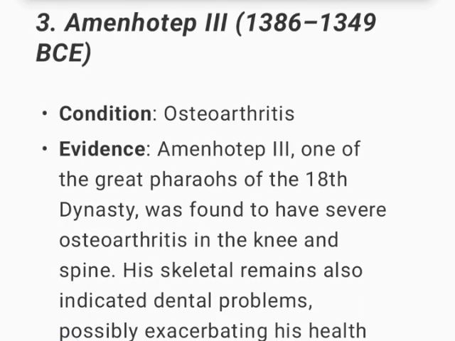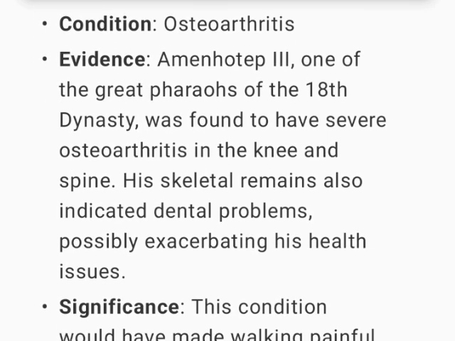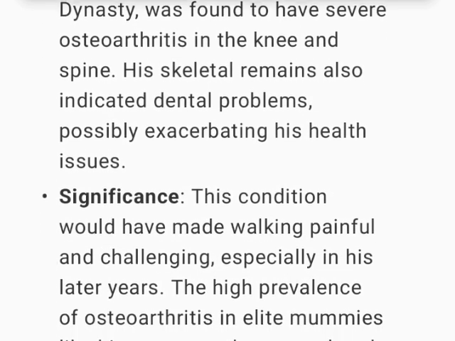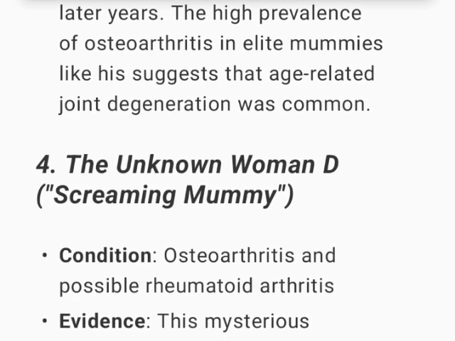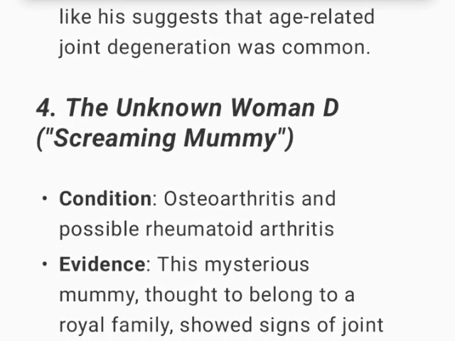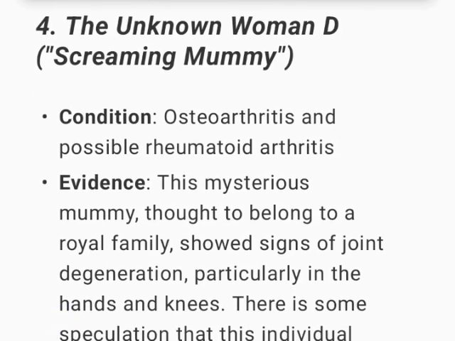3. Amenhotep III, 1386 to 1349 BCE. Condition: osteoarthritis. Evidence: Amenhotep III, one of the great pharaohs of the 18th dynasty, was found to have severe osteoarthritis in the knee and spine. His skeletal remains also indicated dental problems, possibly exacerbating his health issues. Significance: this condition would have made walking painful and challenging, especially in his later years. The high prevalence of osteoarthritis in elite mummies like his suggests that age-related joint degeneration was common.